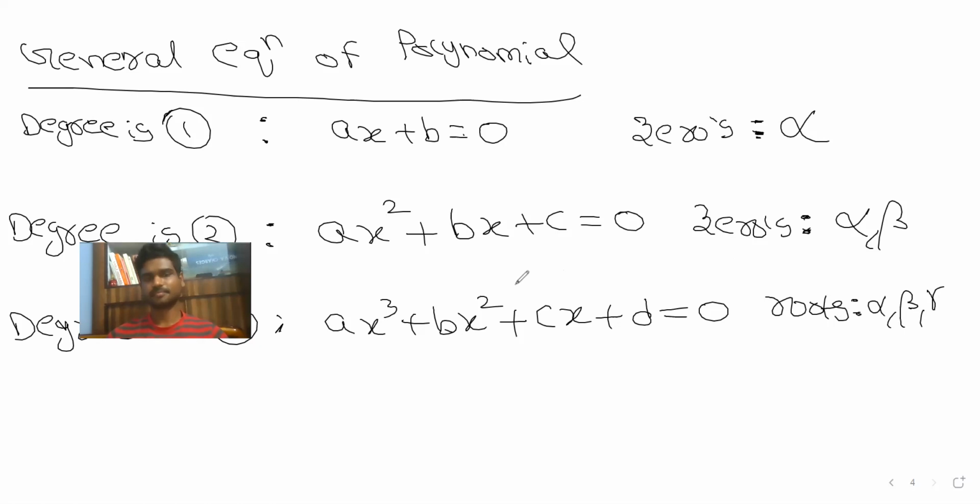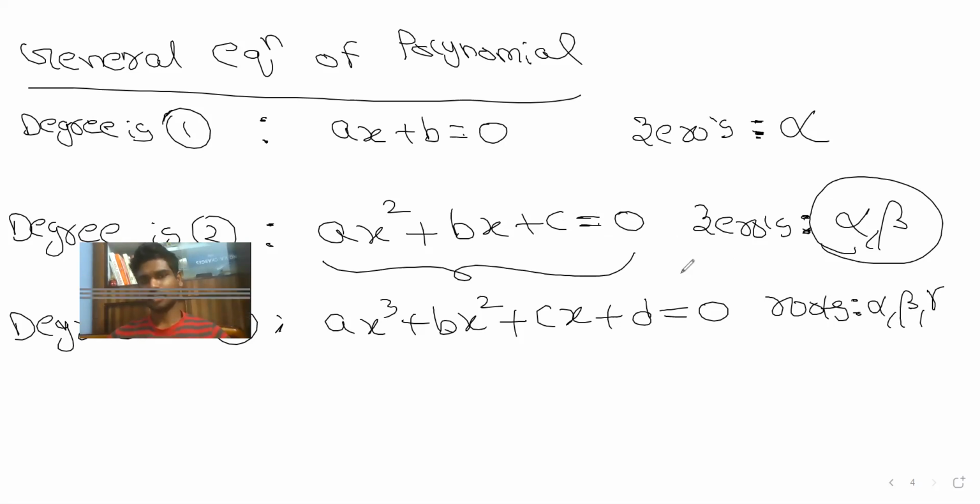Now, when they give the equation, we can find the zeros by using the graph and so on. But there are some techniques. So now we are establishing the relation between the equation and the roots. Now we will see the relation between them.